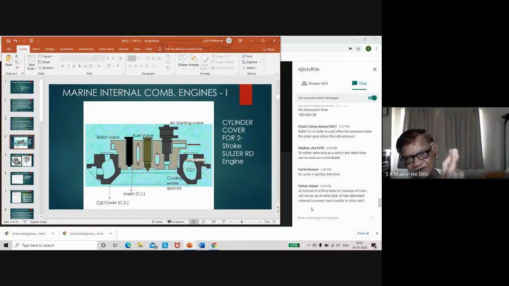What is heat absorbent material? But think it can be. If you can come up with some radical measures, so be it. We don't need pumps. We don't need water.